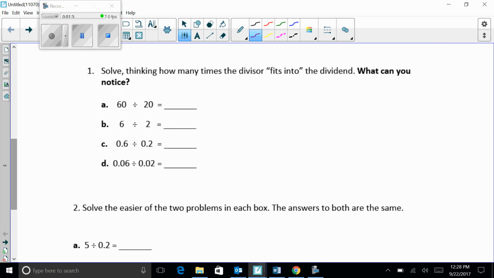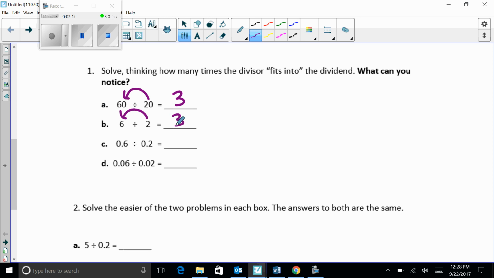So it says solve, thinking how many times the divisor fits into the dividend. What do you notice? So I know down here in C and D we have decimals. I don't want you to worry about that. I only want you to worry about how many times your second number is going to go into your first number. So on A, we have 60 divided by 20. I know that 20 will go into 60 3 times. On B, 6 divided by 2, I know 2 will go into 6 3 times.